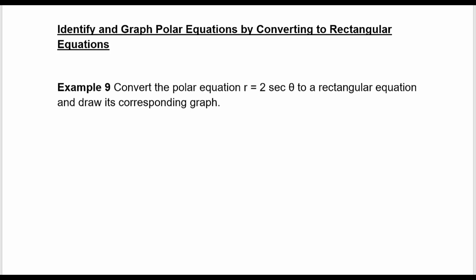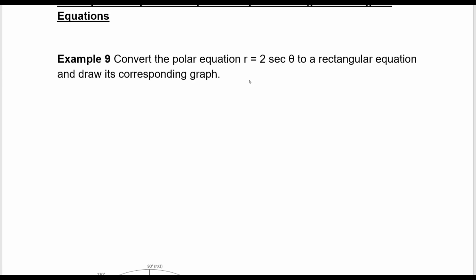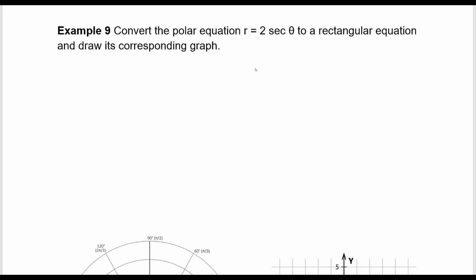Now we're going to look at identifying and graphing polar equations by converting to rectangular. So we're going from polar to rectangular. We have this first one. It says convert polar equation r equals 2 secant theta to a rectangular equation and draw its corresponding graph.